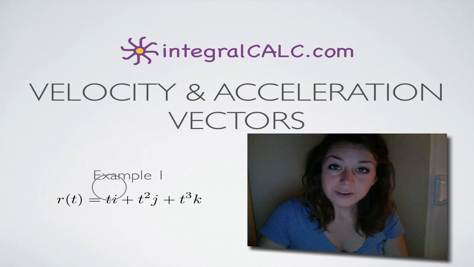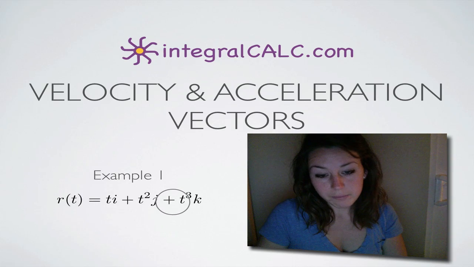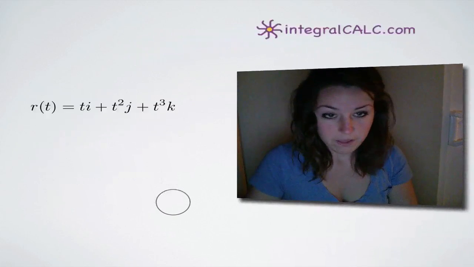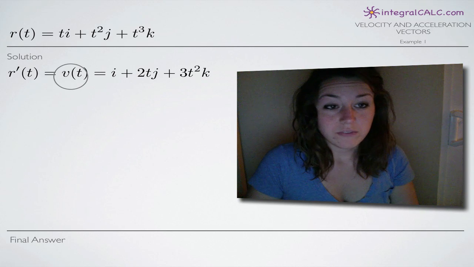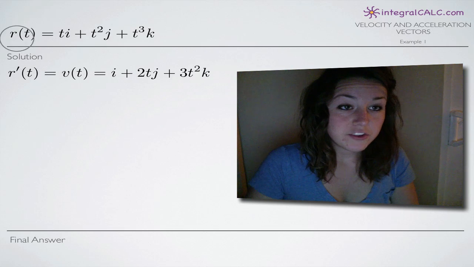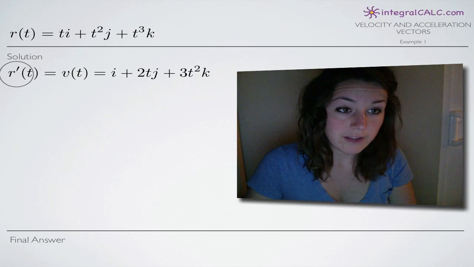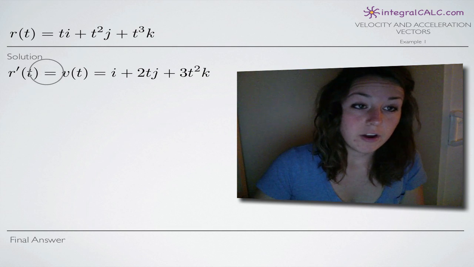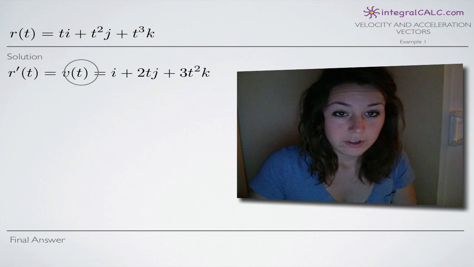So the problem that we're going to be working with is r of t equals ti plus t squared j plus t cubed k. And the first thing that we're going to do with this problem in order to find the velocity vector, which will be the first part of this problem, is to take the derivative of our original function r of t. So when we take the derivative, we're going to have r prime of t, and r prime of t, or the derivative, is going to be how we find the velocity vector.